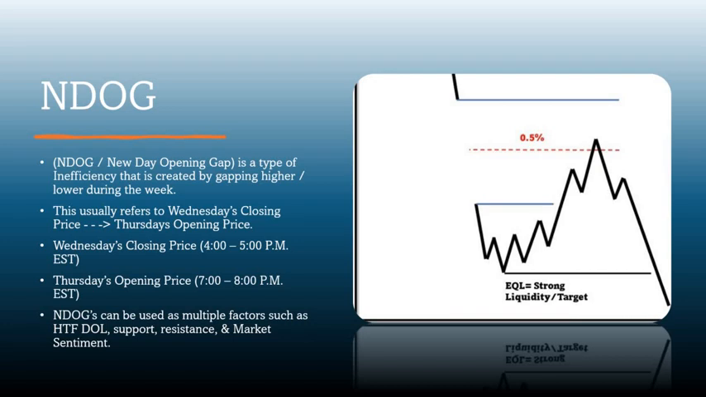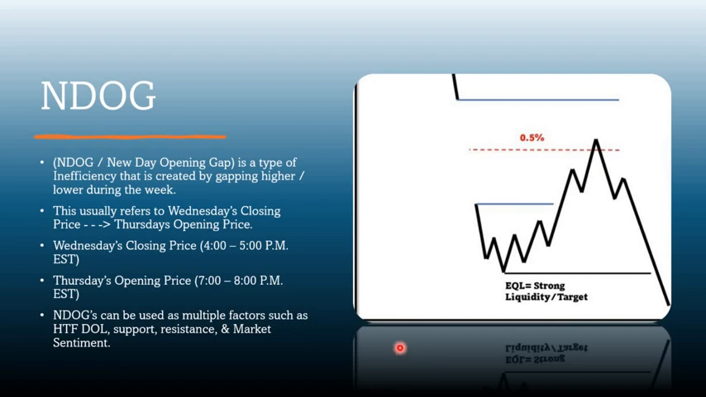New day opening gaps. A new day opening gap is a type of inefficiency that is created by gapping higher or lower during the week. This usually refers to Wednesday's closing price going to Thursday's opening price. Now, Wednesday's closing price is between 4 to 5 p.m. Thursday's opening price is between 7 and 8 p.m. Okay? So it can be anywhere between these time frames, okay? So instead of Friday's closing price to Sunday's opening price, it's going to be from Wednesday's closing price to Thursday's opening price. And now, new day opening gaps do not get formed all the time.